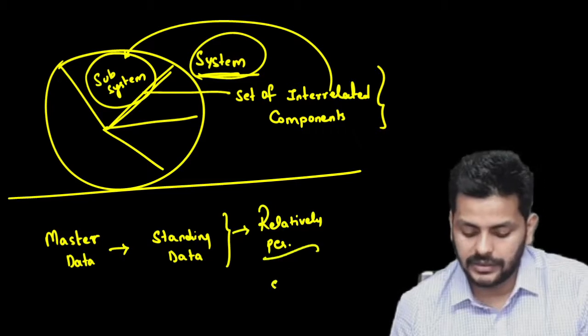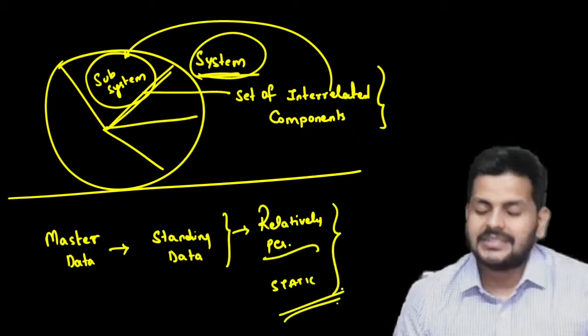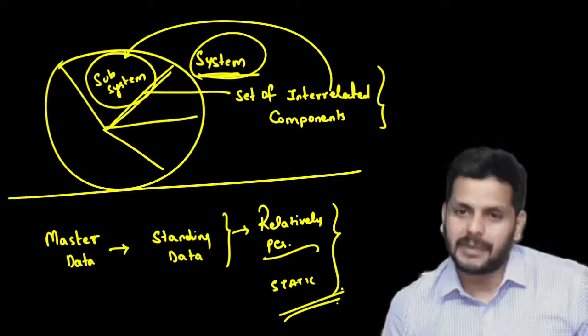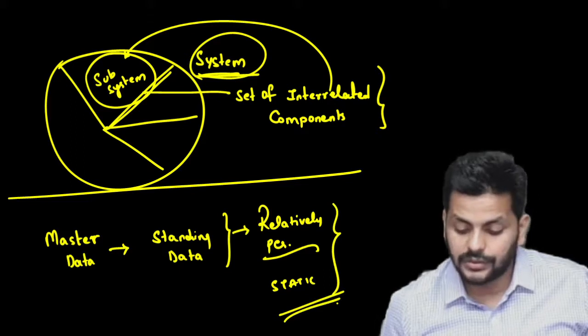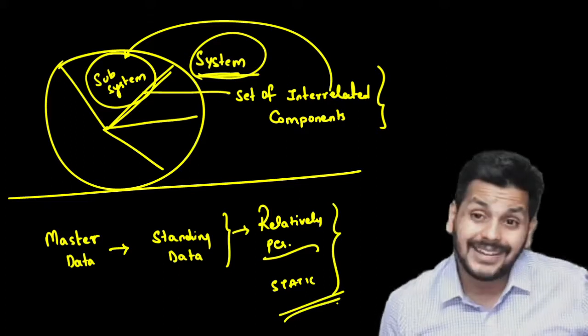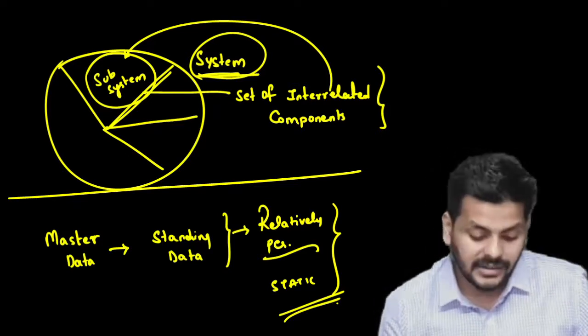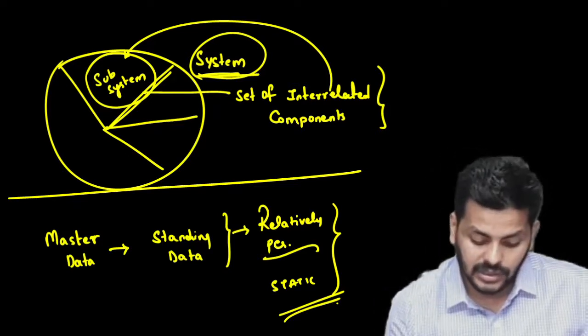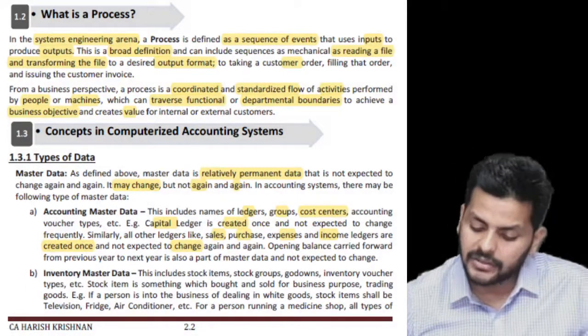Relatively permanent, you can even say static, but static doesn't mean permanently static, right? So we say static, that's all. Okay, please make a note of these words. Master data is also called standing data, because a couple of chapters later they will use this term. Don't wonder at that time what it is. They're mentioning this only. Clear? Now the second one is inventory master data.